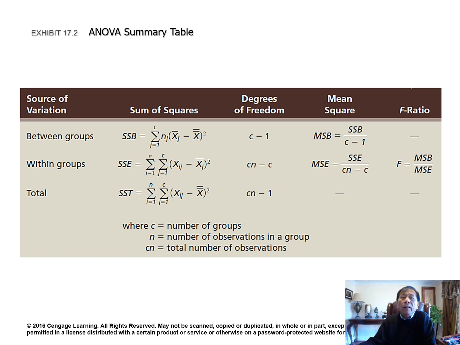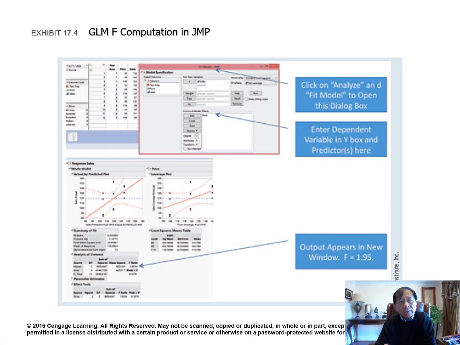And then we want to calculate the mean squares. The mean square between is SSB divided by its degrees of freedom, C minus 1. You use SSE, the sum of squares error, divided by its degrees of freedom, Cn minus C, and that gives you the mean square error. Then how is the F ratio calculated? You take MSB divided by MSE to get your F statistic. That's how F is calculated. Then you compare that with the standard table.